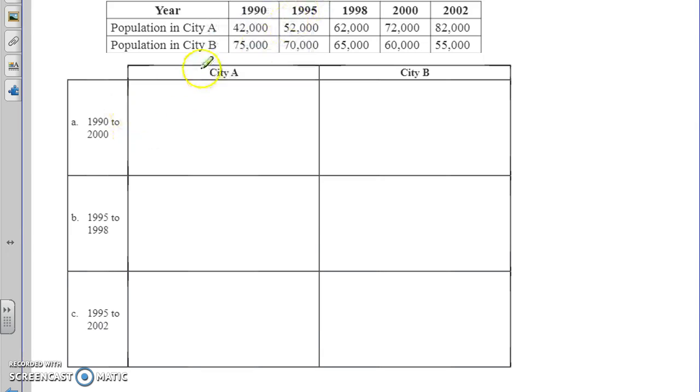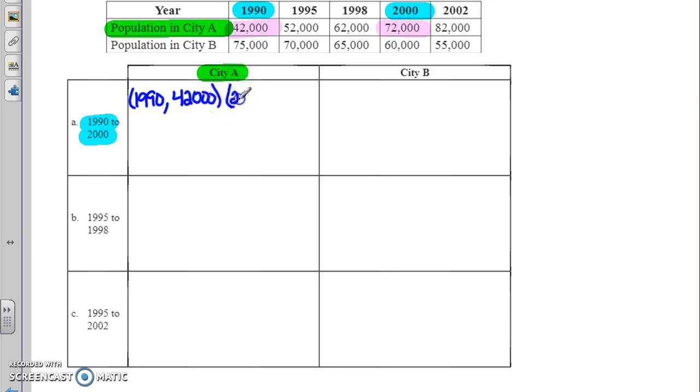The very first one is City A. Notice this top one is City A. We're going to do it from 1990 to 2000. At 1990, the population was 42,000, and in the year 2000, the population was 72,000. So let's work that out. My first coordinate would be (1990, 42,000), and my second coordinate would be the year 2000, 72,000. All right, and then plug it into your formula.